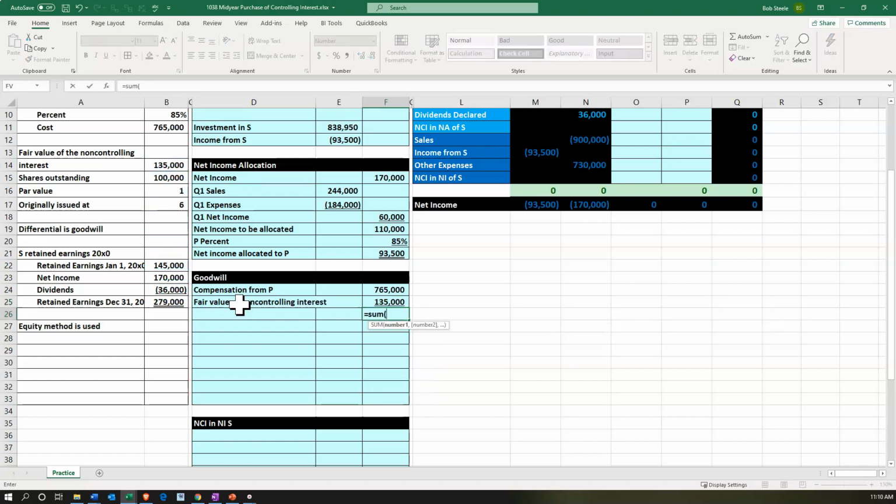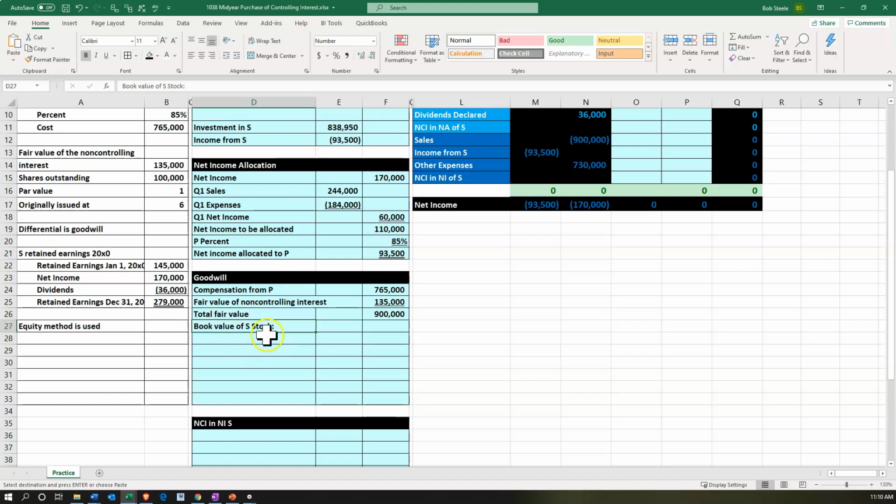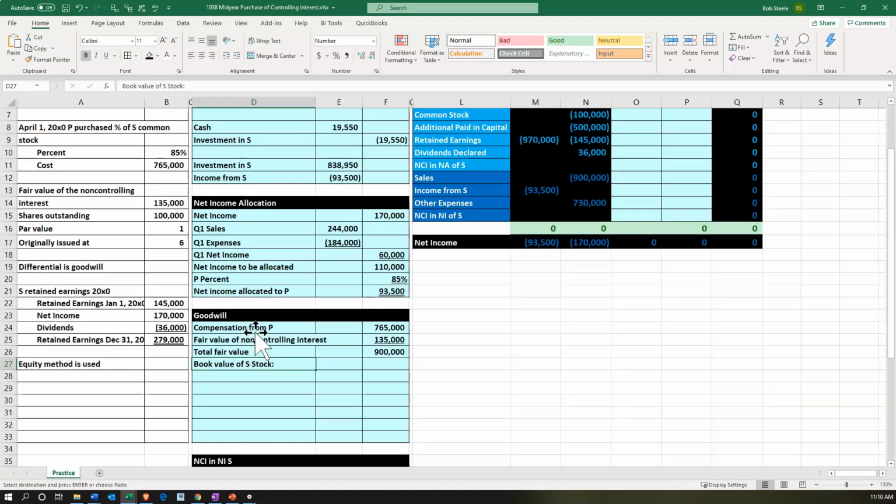So that means on a market basis, because it's basically a market transaction, the thing's worth the total fair value, the $900,000. So $900,000 total fair value. We're going to compare that to the book value, what's on the books. Now, when we think of the book value, we have to think of it as of the point in time that the purchase took place. And the purchase took place on April 1st, which is right after the first quarter, in the middle of the year, which is kind of funny.